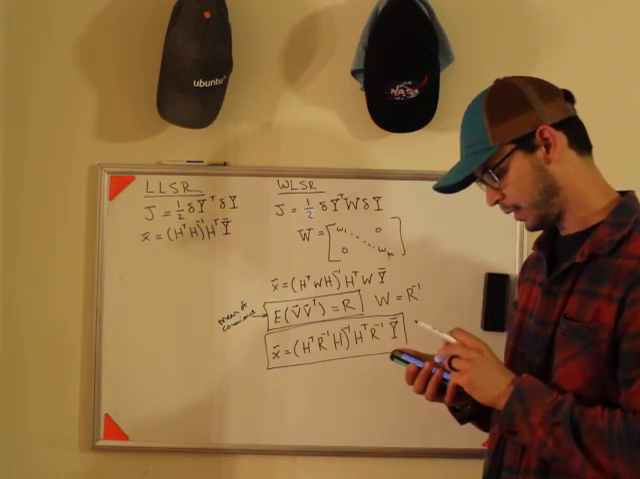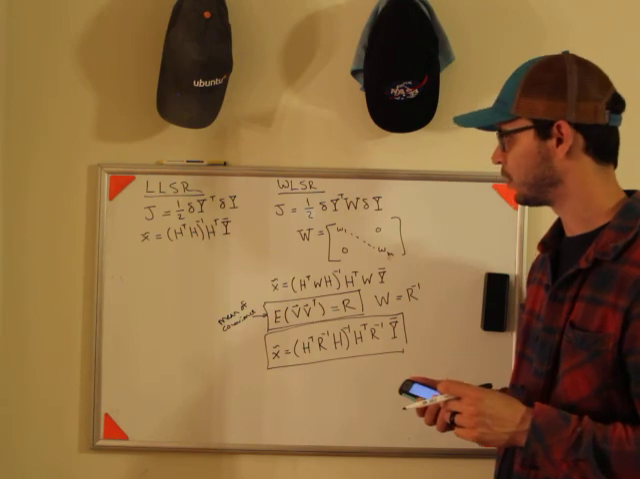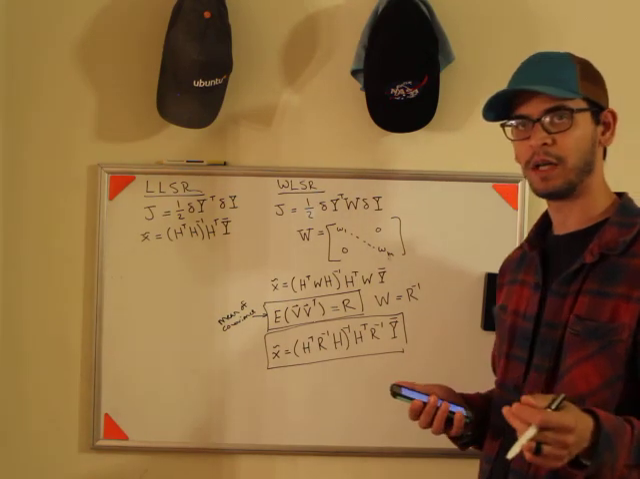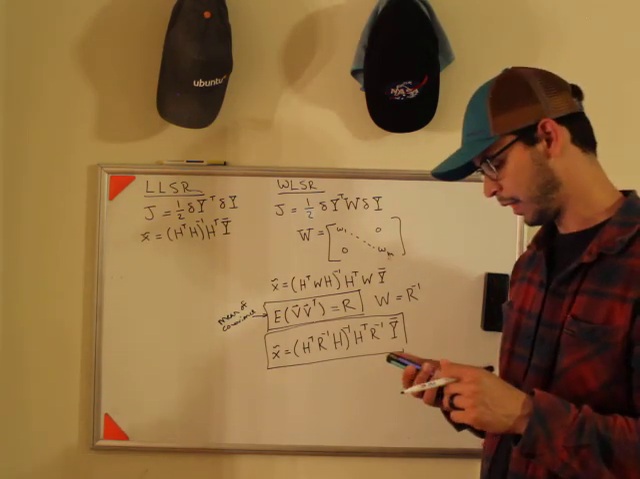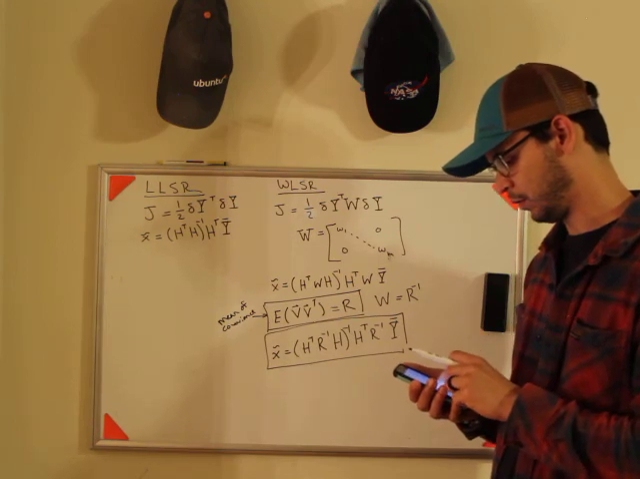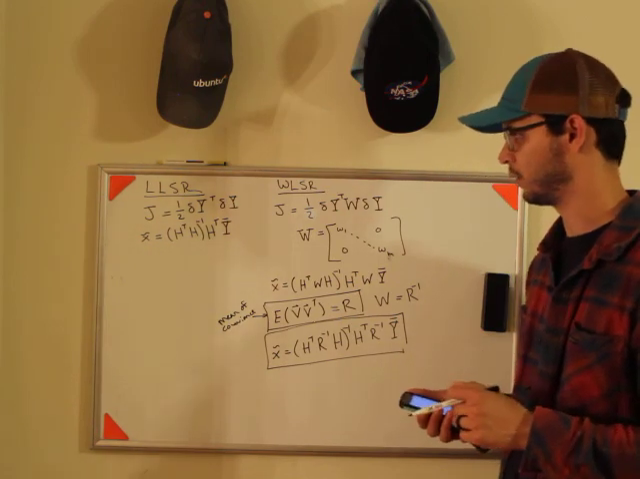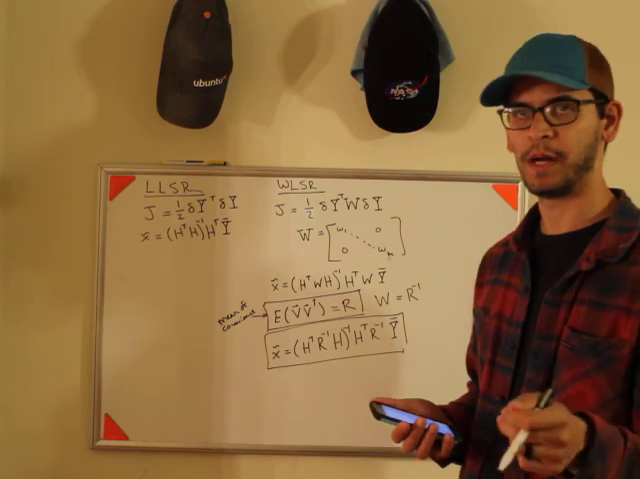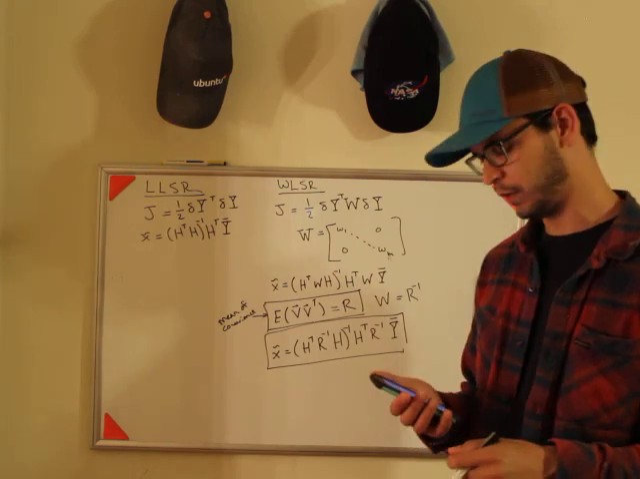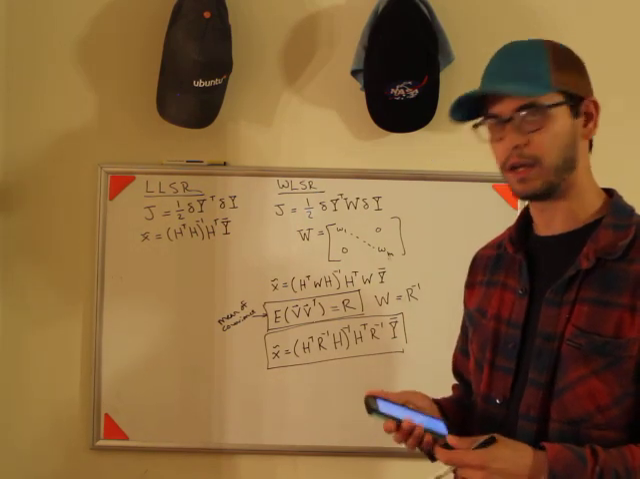Okay? From here we're going to move on to a priori knowledge of our state, and then after that we're going to move to sequential least squares regression. Okay, so I'm going to pause here and make another video for the a priori knowledge. All right?